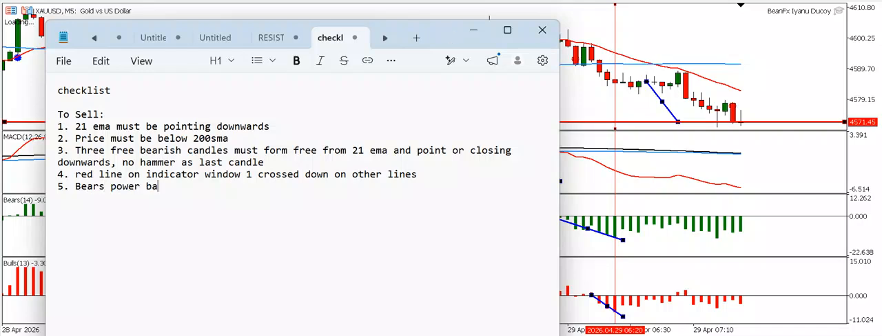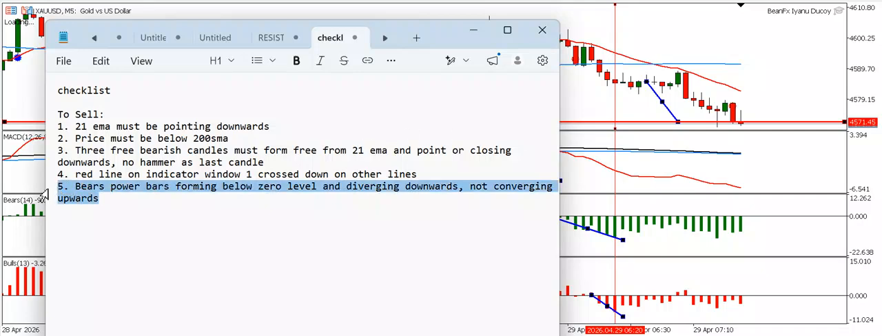Power bar diverging downwards, not converging upwards. The bear power bar is forming below the zero line, forming below zero level and diverging downwards. 5, and then 6.